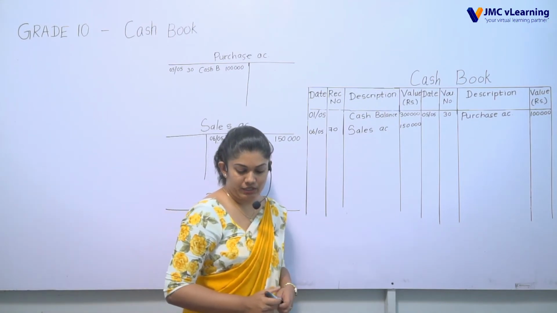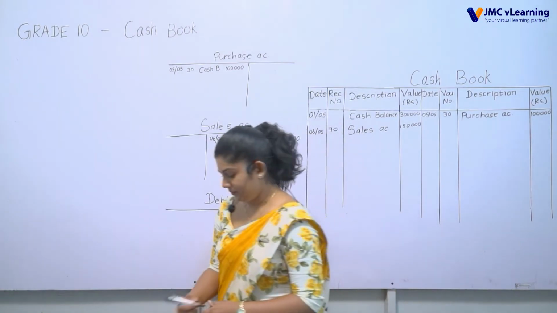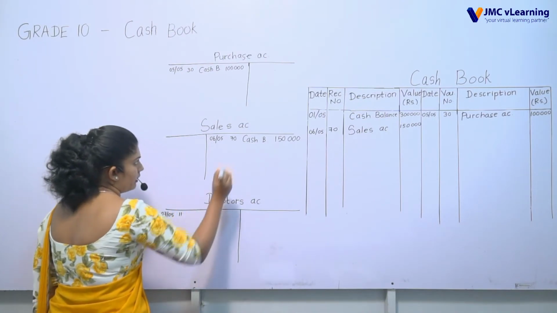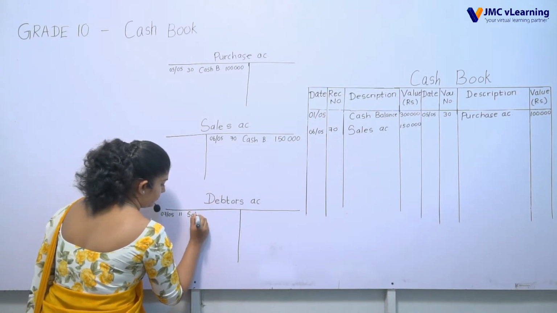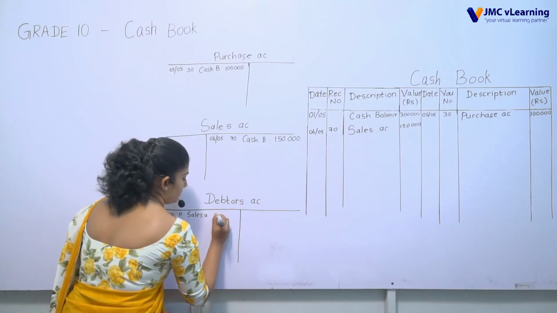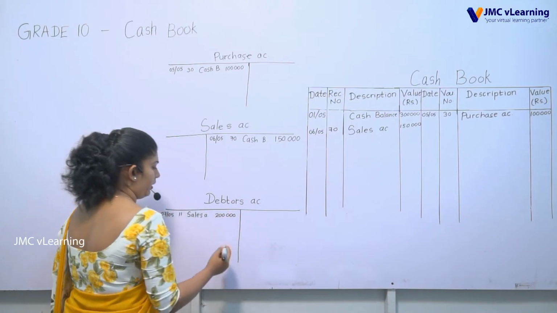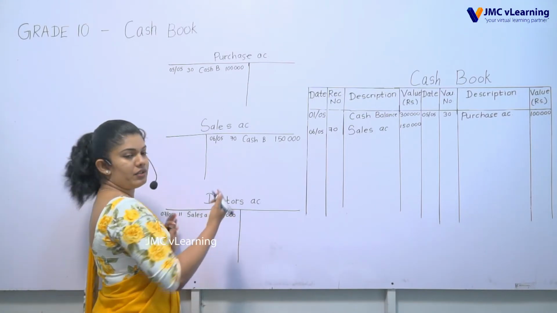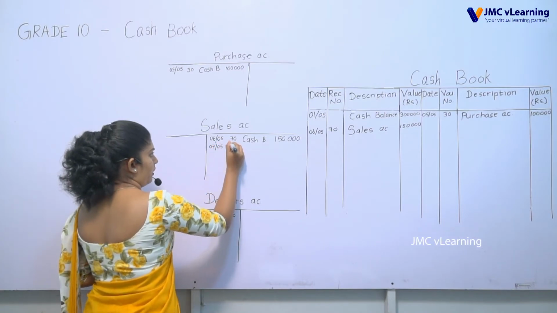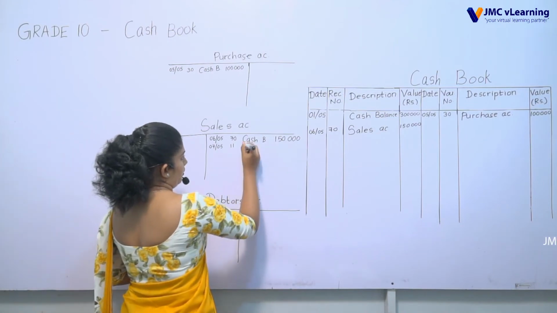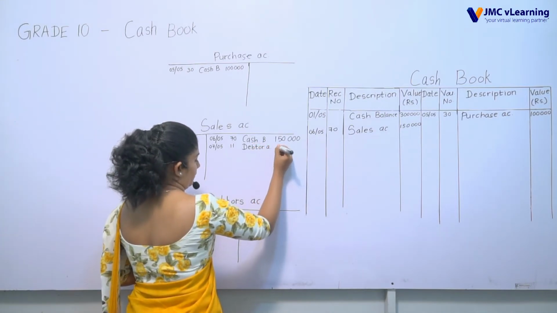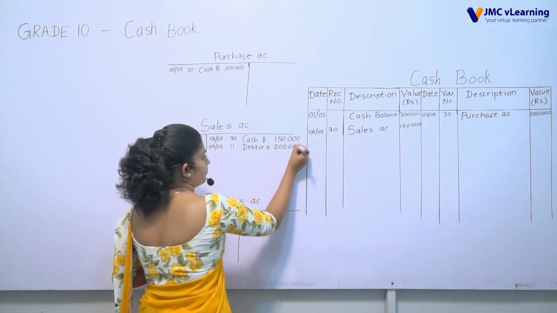Then record this transaction. Date 7th. Debtor is debit, 7th of May. Invoice number 11, sales account, amount 200,000. This is one entry. The other entry should be posted to the sales account, 7th of May. Invoice number 11, debtor, 200,000.